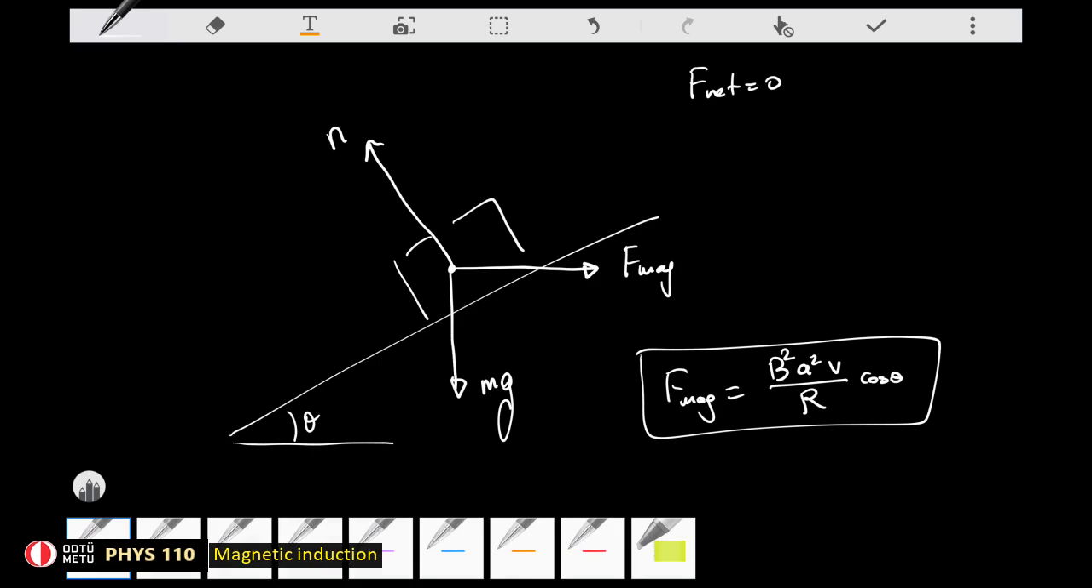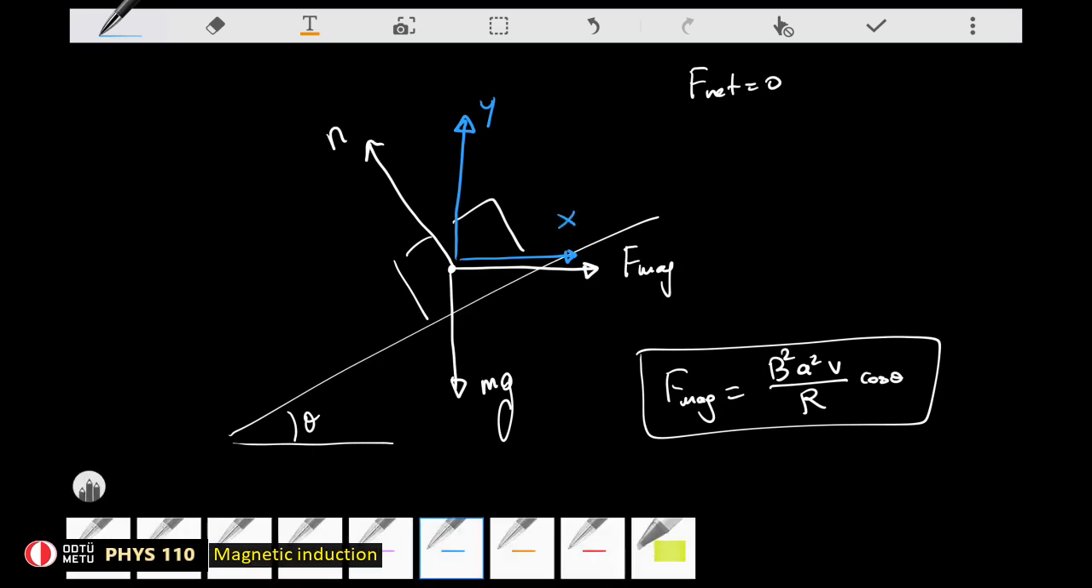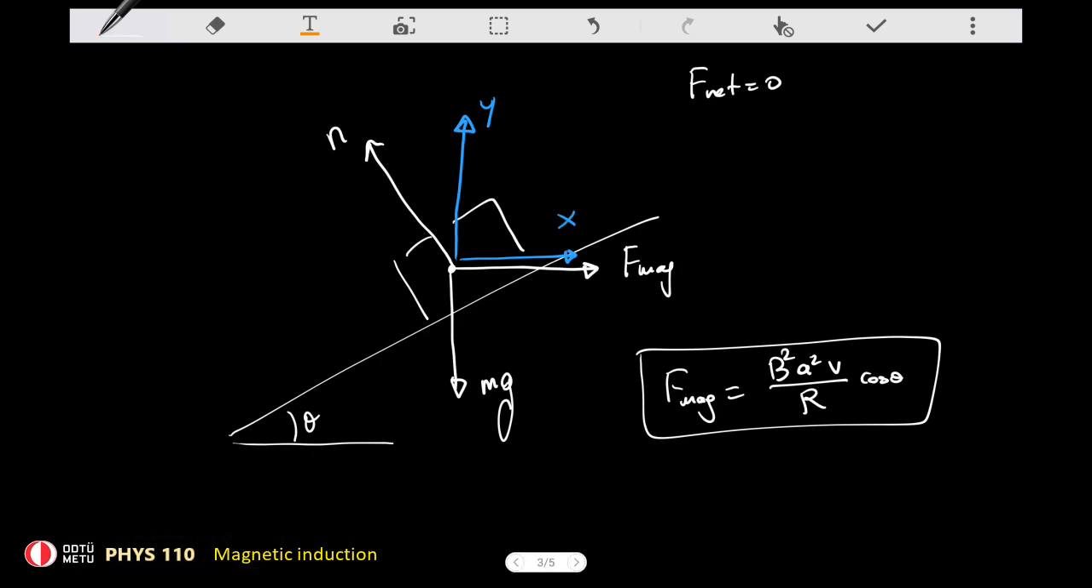I'm going to choose a reference frame in here. Let's say it like that. I choose the y-axis upward and the x-axis in the horizontal direction. So I'm going to write the F net being equal to 0 equation, but of course for this I need to write down the x component and the y component separately. This is essentially the things that we have done in the mechanics part of the previous course. So this angle is theta.